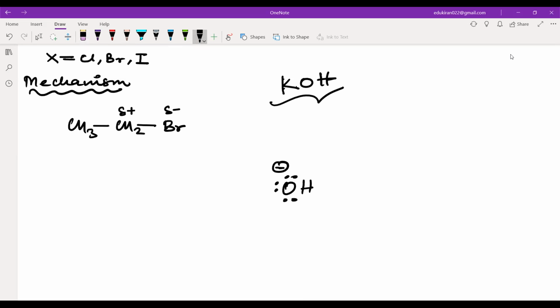We will be having OH negative, which is a base. Now, what does the base do? Tell me. What is the job of base? Tell me, guys, what is the job of base?